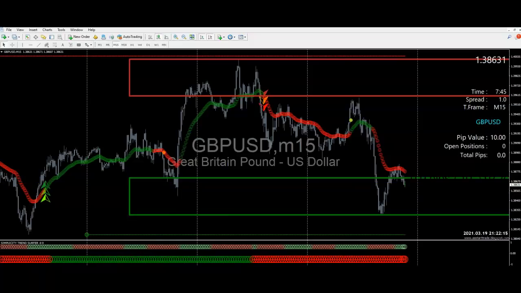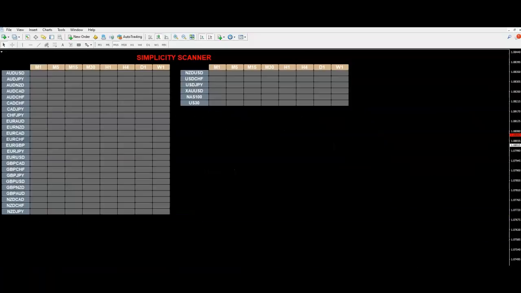So I have created something else that goes along with this to make my job even easier, and for those who are in our group, we have one more thing available. We built a scanner, and it's called our Simplicity Scanner.